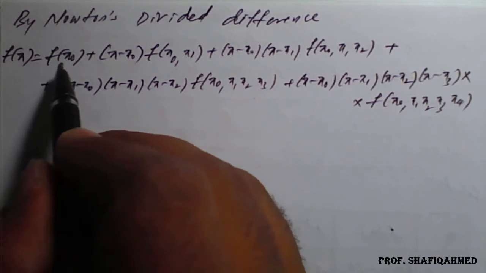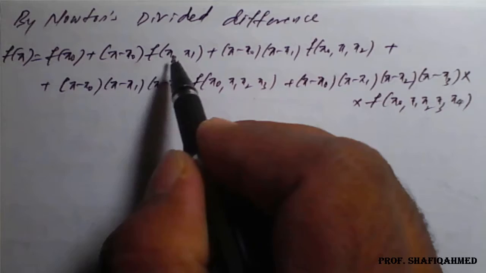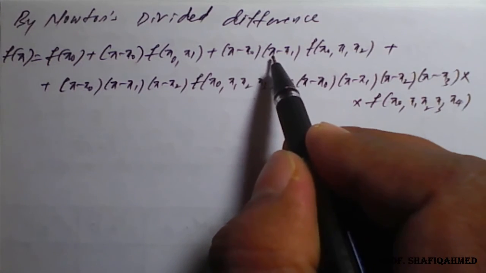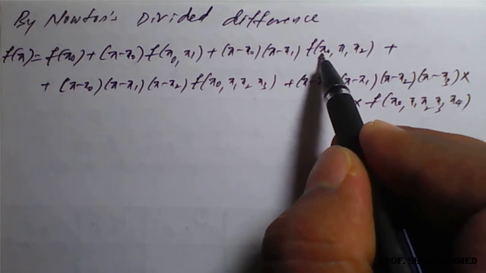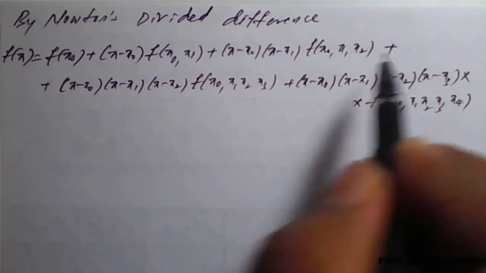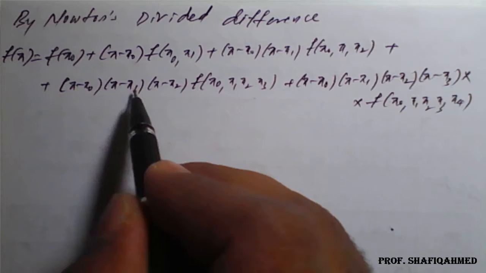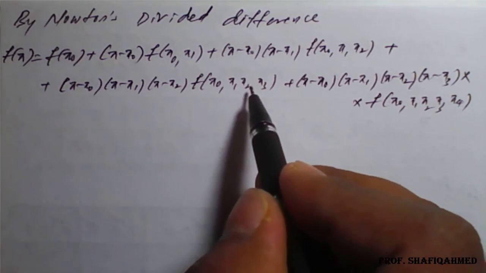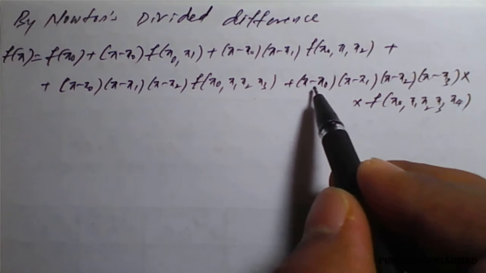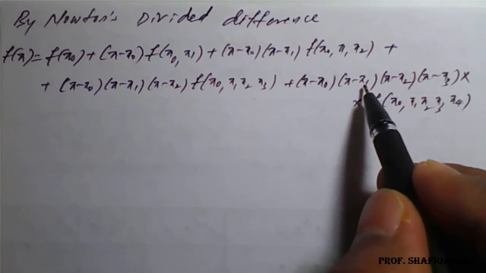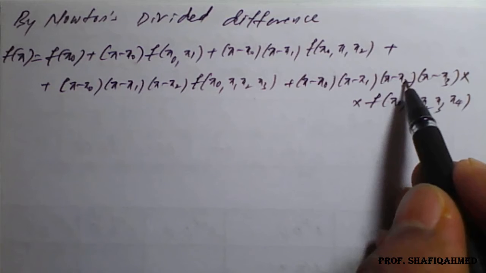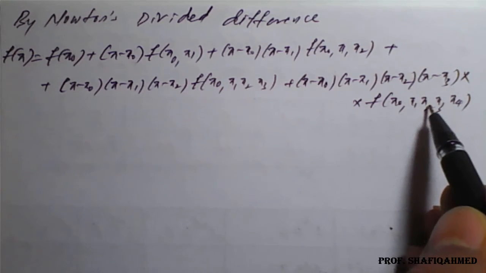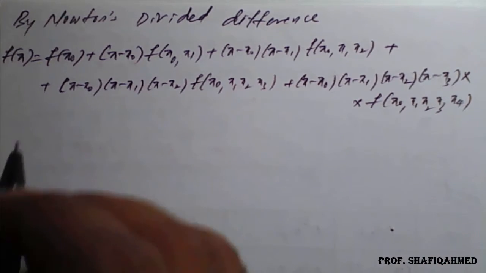f of x is equal to f of x0 plus (x minus x0) into f of x0 comma x1 plus (x minus x0) into (x minus x1) into f of x0 comma x1 comma x2 plus (x minus x0), (x minus x1) into (x minus x2) into f of x0 comma x1 comma x2 comma x3 plus (x minus x0), (x minus x1), (x minus x2), (x minus x3) into f of x0 comma x1 comma x2 comma x3 comma x4. From the table we have to collect.